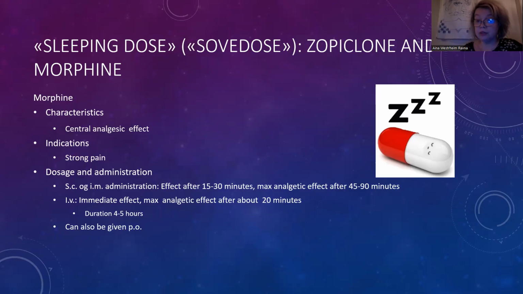If you give it intravenously, the patient will have an immediate effect. And the maximum analgesic effect comes after about 20 minutes. And the duration of the morphine effect is 4 to 5 hours. And morphine can also be given orally.